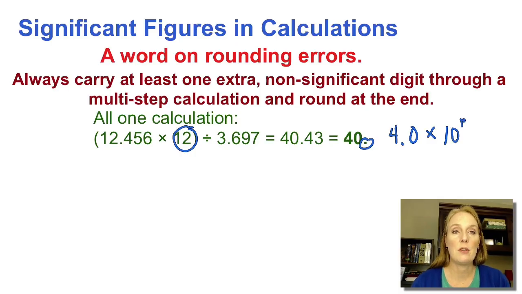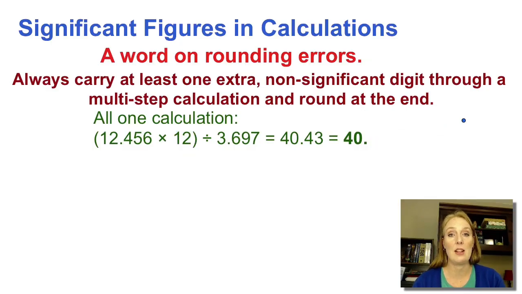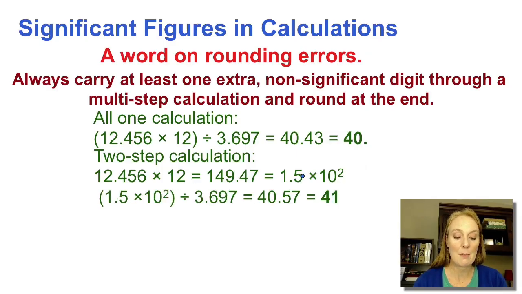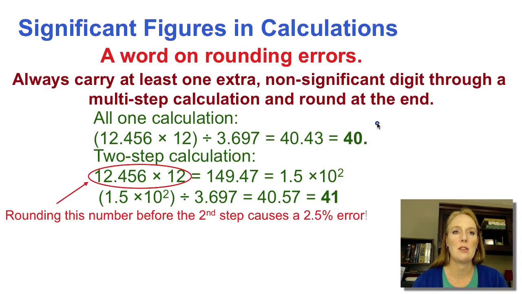If I do the calculation inside the parentheses and round it, and then do the second calculation, I can introduce quite a bit of error. In other words, if I did it in 2 steps, if I took 12.456, multiplied it by 12, and got 149.47, but then I rounded it to 2 significant figures, okay, and then I take that quantity, which is 150 now, and divide that by 3.697. Now my answer becomes 41 if I round it to 2 significant figures, and that's quite a bit different than 40.